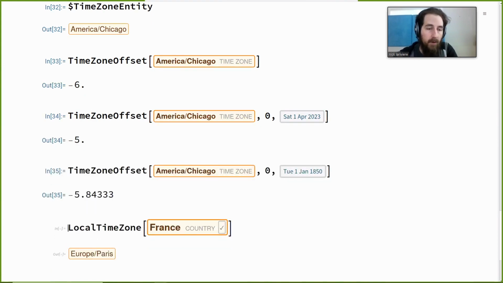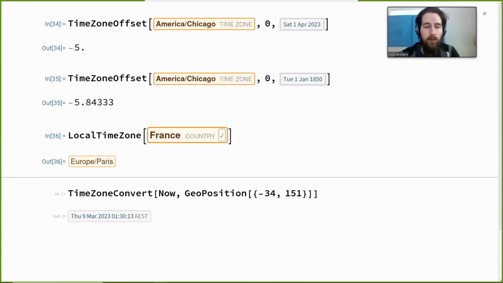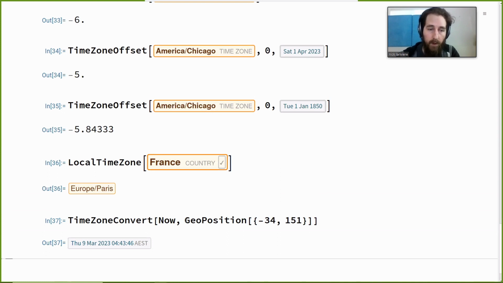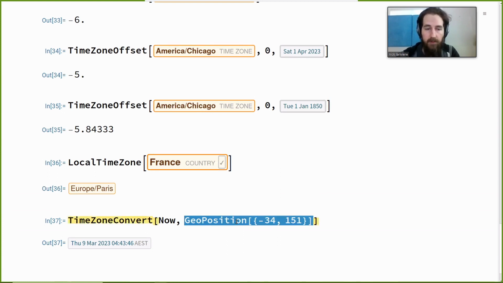We also have the ability to look up time zones. You may not know that America/Chicago is the name for Central Time, at least for most of the United States. We have a local time zone function that allows you to input any location, and we will look up what the time zone is there. You can also use these location entities, or even just a geoposition, to say what time zone this is supposed to be. At this given geoposition, we are just outside Sydney, Australia, so it is using Australian Eastern Standard Time.